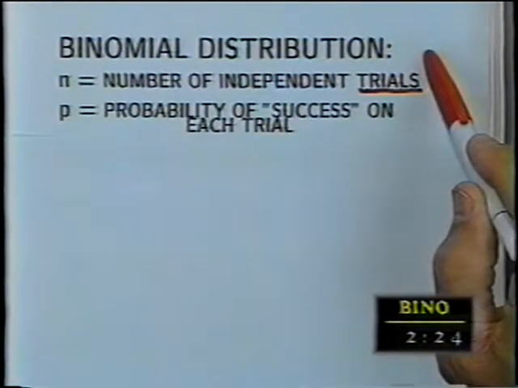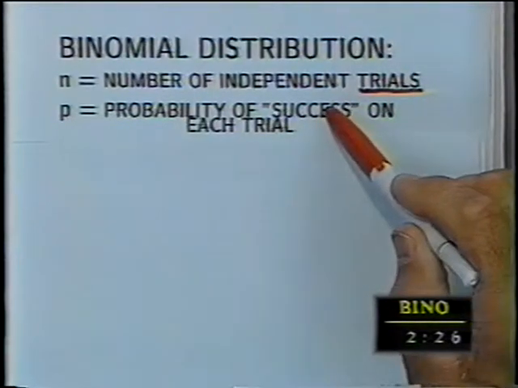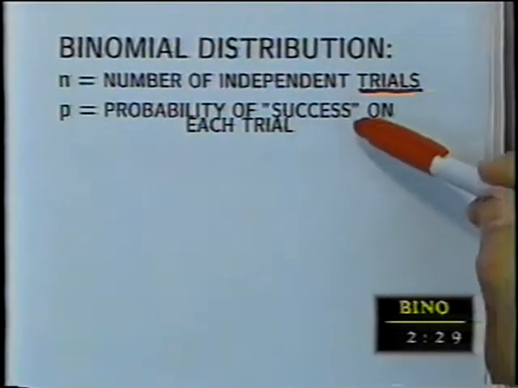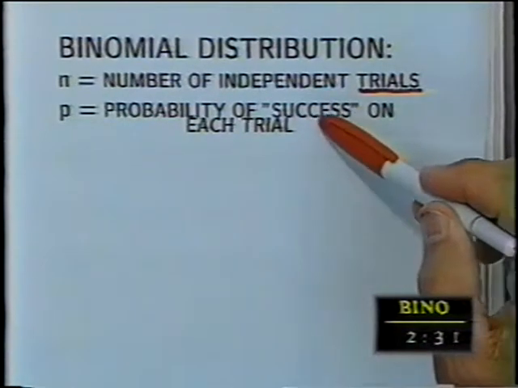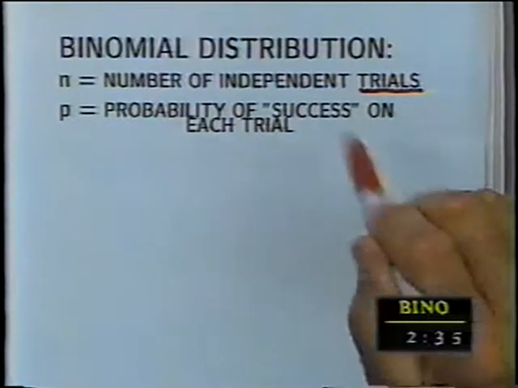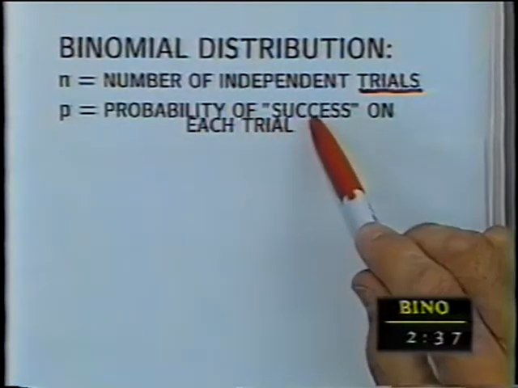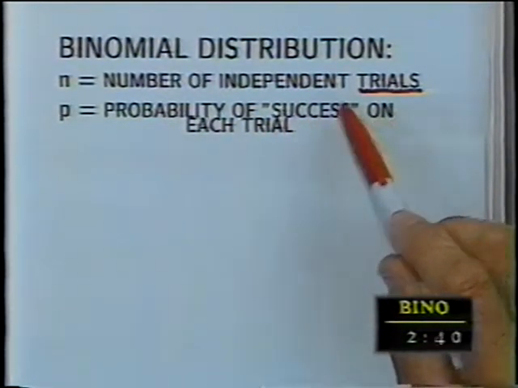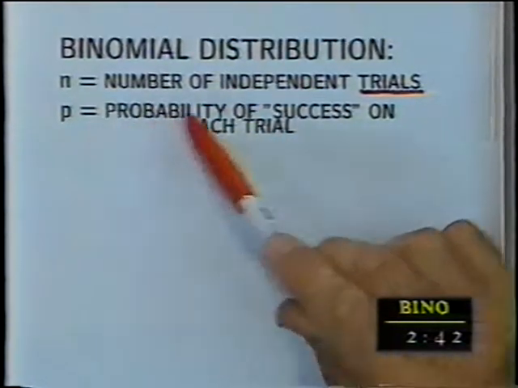P is the probability of a success. Whatever you want to call a success, it really doesn't matter whether it's success or it's true or it's false or it's boy or it's girl or it's plus or it's minus. It's one of the two possible things you're working with. The probability of one of these things is P on each trial.